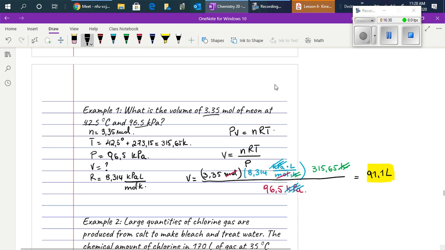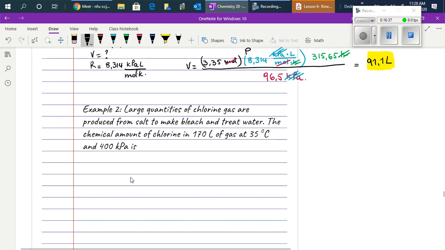Okay, so now let's move to the second example. The second example is when we know that a large quantity of chlorine is produced.